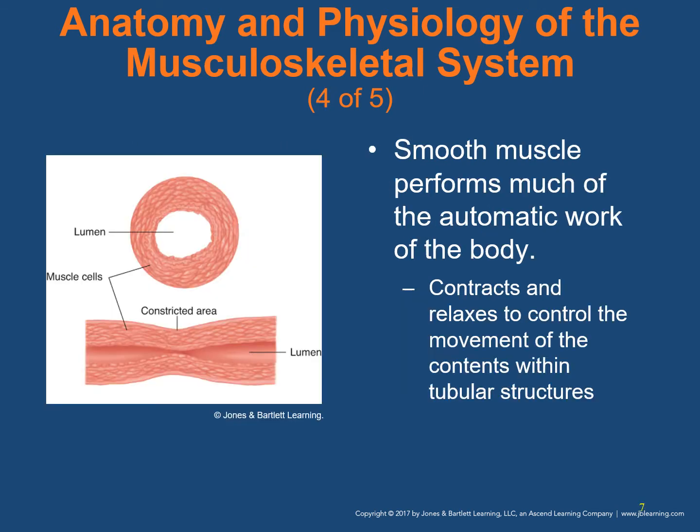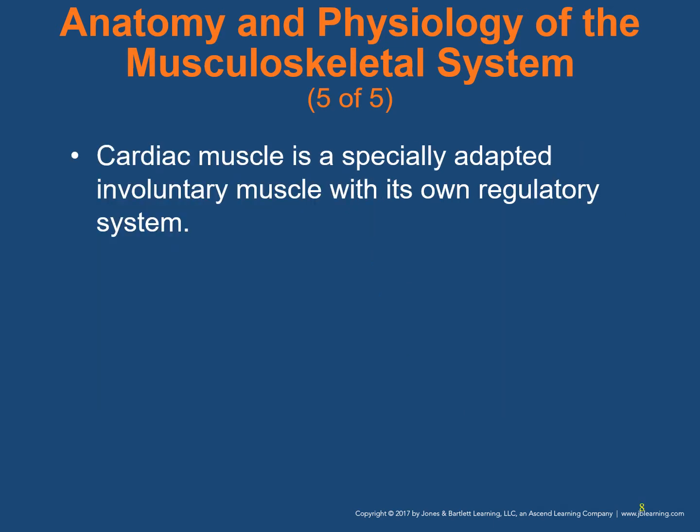Smooth muscle performs much of the automatic work of the body. It is also called involuntary muscle because it is not under voluntary control of the brain. Found in the walls of most tubular structures of the body, such as the gastrointestinal tract and blood vessels, it contracts and relaxes to control the movement of the contents within these structures. Cardiac muscle composes the heart and is a specifically adapted involuntary muscle with its own regulatory system.